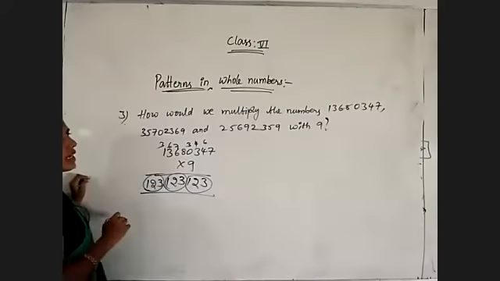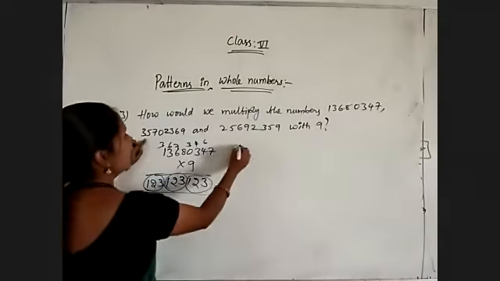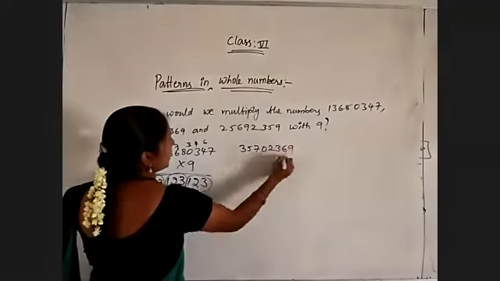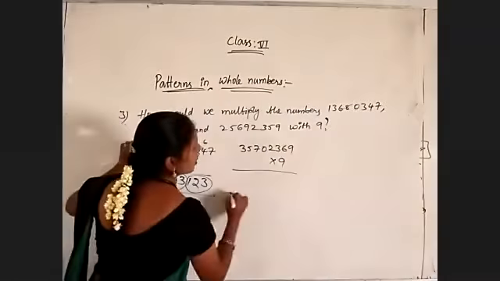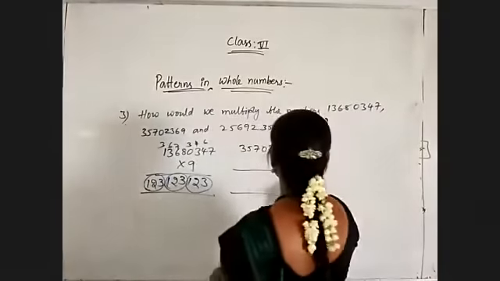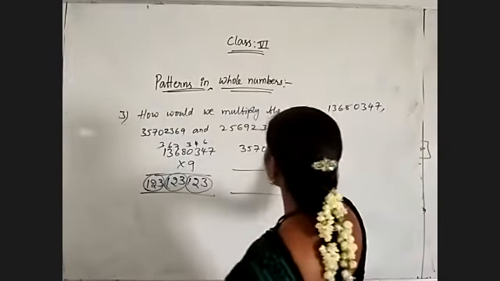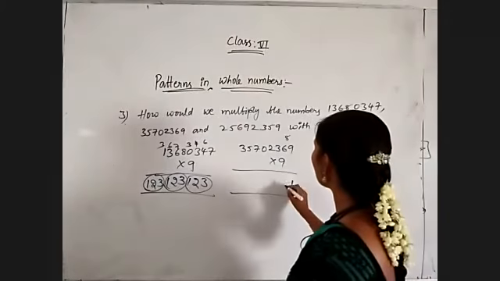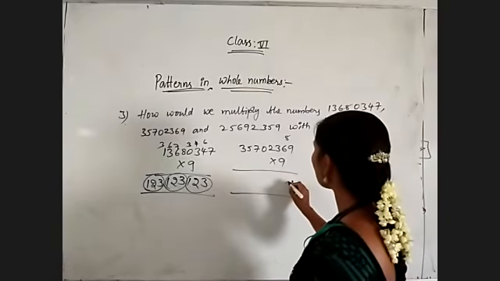So come to another number. 35702369 into 9. What will we get? Observe. 9 9s are 81. 9 6s are 54 plus 8, 62.